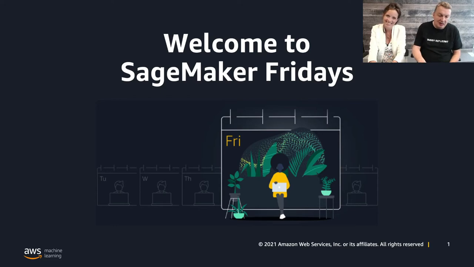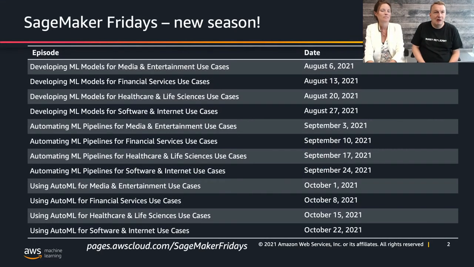So in this new season, we actually have three parts. The first part is about building high quality models. So we look at things like data prep, feature stores, bias analysis, etc. And today we're going to look at a financial services use case, fraud detection. But we'll talk about that, of course, in a few minutes.